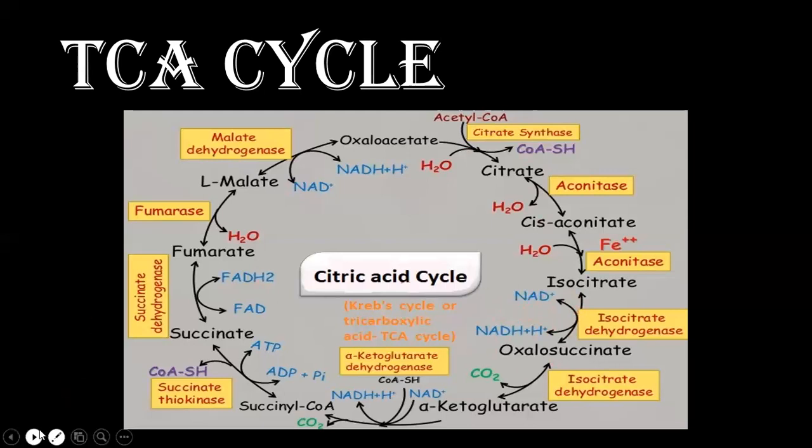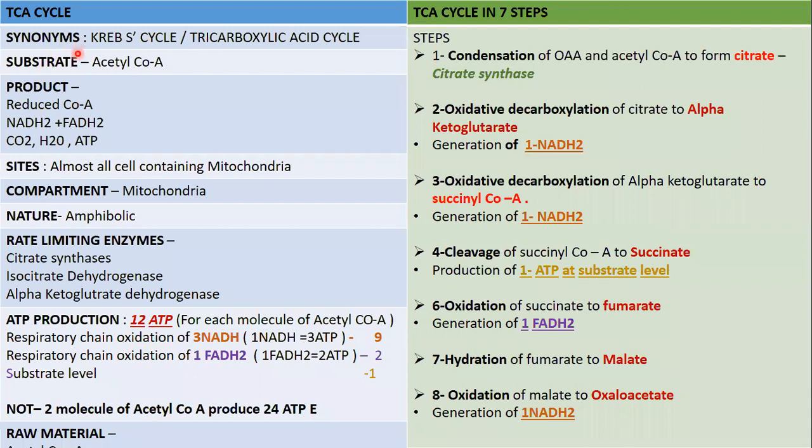Moving forward, the TCA cycle is also known as the Krebs cycle and the tricarboxylic acid cycle. Its substrate, as we know, is acetyl-CoA. Its products are reduced coenzymes. What are reduced coenzymes? FADH2, NADH2, CO2, H2O, ATP. Its site is cells containing mitochondria. The compartment is mitochondria. Its nature is amphibolic. Why is its nature amphibolic? It has both anabolic and catabolic parts in itself. So we say that the TCA cycle is amphibolic.